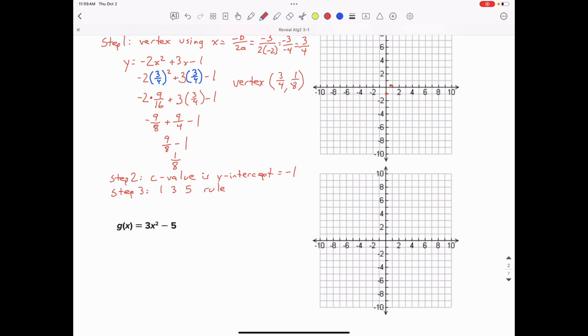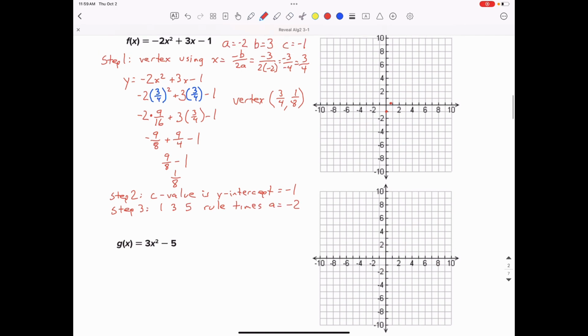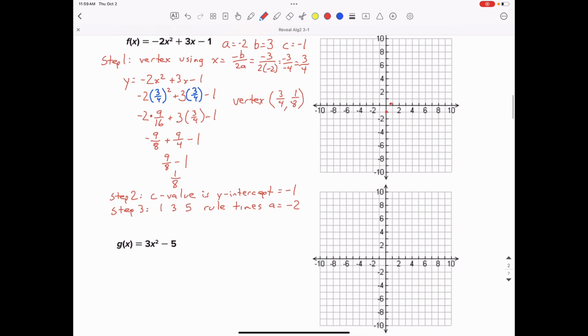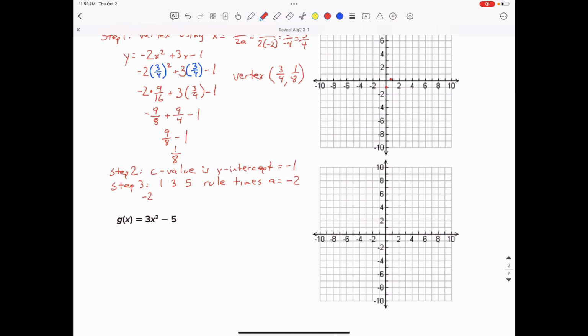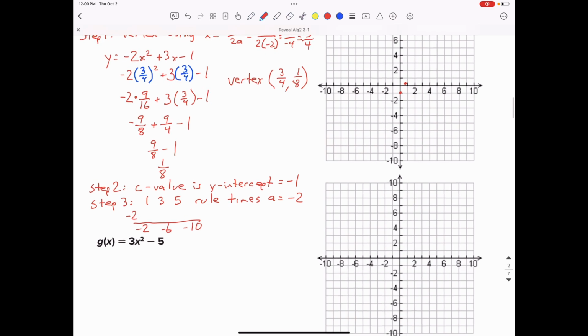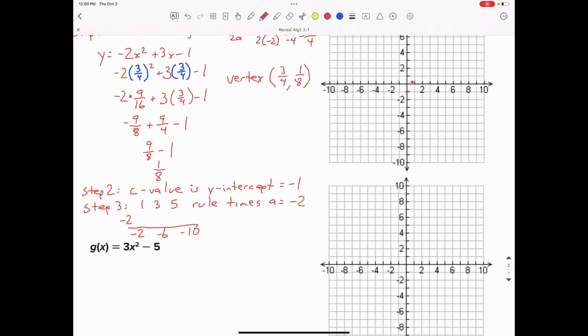We do need to take the 1-3-5 rule times the a value. And the a value was negative 2. Better scroll up there so you can see it. The a value is negative 2. So when you take the 1-3-5 rule times negative 2, what you're going to get is negative 2, negative 6, negative 10. So from the vertex, we're still going to go outward 1 unit. But now, since the 1-3-5 rule got modified to be negative 2, negative 6, negative 10, we're going to go downward because the numbers are negative, but we'll go down 2, down 6, and then if we have enough room, we'll go down 10. But a lot of times when there's a modification, we run out of room.